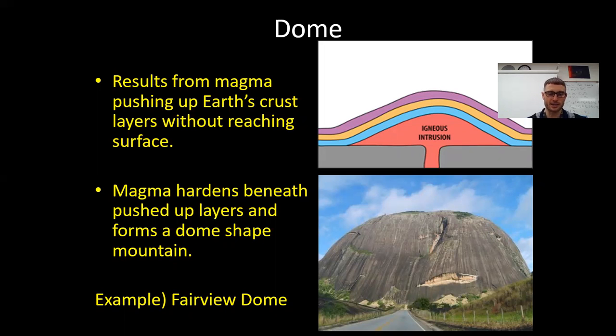But let's go ahead, guys. Again, example is the Fairview Dome. That's a picture down there. You see there's a road going through it. No, that road is not going to go over it. It's probably going around the mountain.